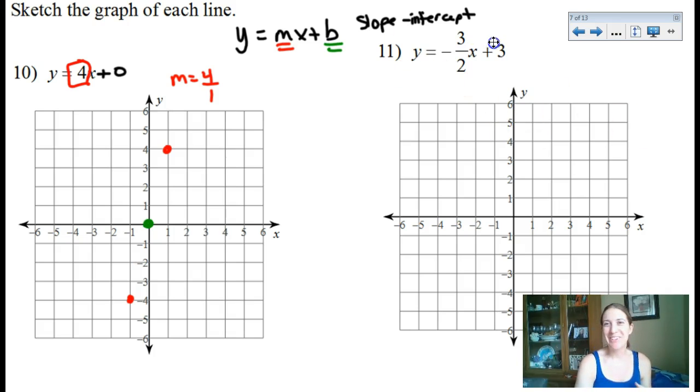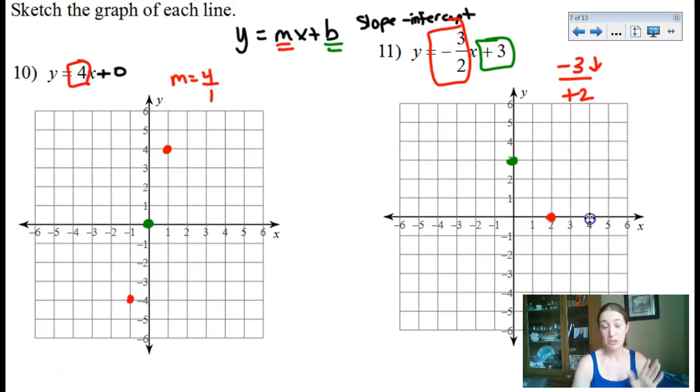All right, number 11. It is in slope-intercept form, so we're going to start at the y-intercept at 3, and this time your slope is a negative ratio. So the negative has to either go with the 3 or the 2, not both at the same time, because that would be positive. So I'm going to start it off as negative 3 over 2 for rise over run. So rising negative 3 would be going down 3, and then running positive 2 would be to the right.